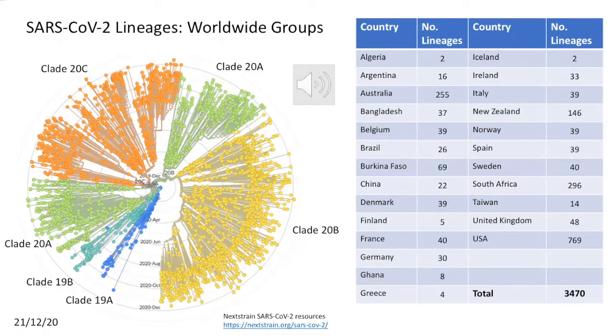Each clade is made up of lineages. These are the small coloured circles that we can see in the graph. And each lineage is separated from another by several mutations, usually between 2 and 8.